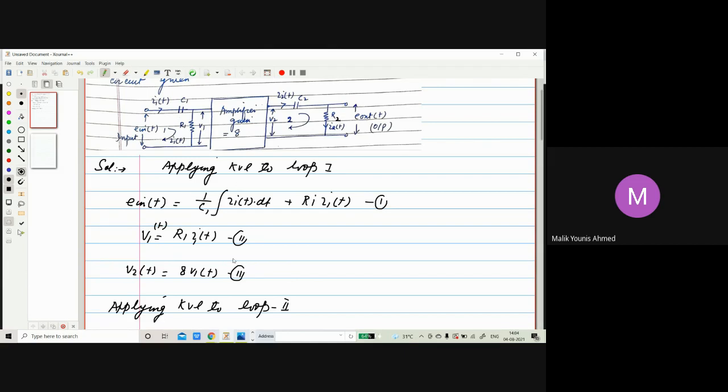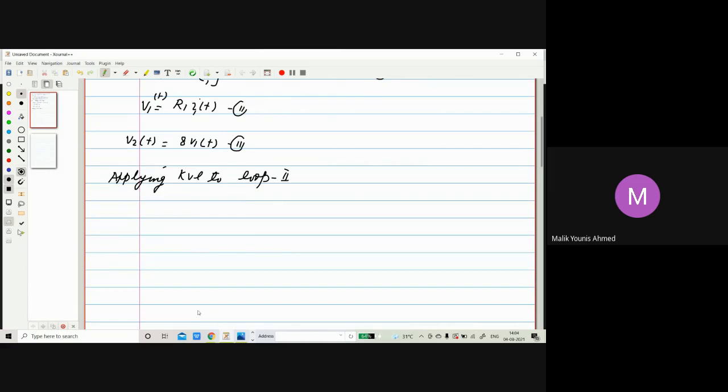Okay. So I will write down this equation directly. V2 of t should be equal to 1 by C2 integral of I2 of t dt plus I2 of t times R2, that's the voltage across the resistor 2. So let us call it equation number 4.